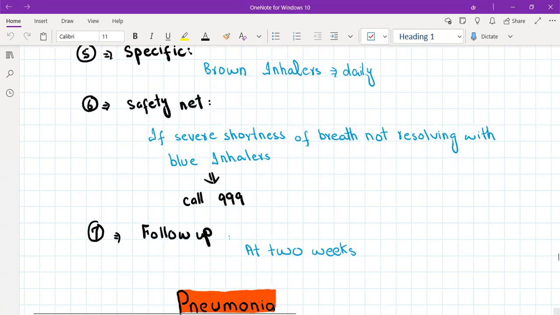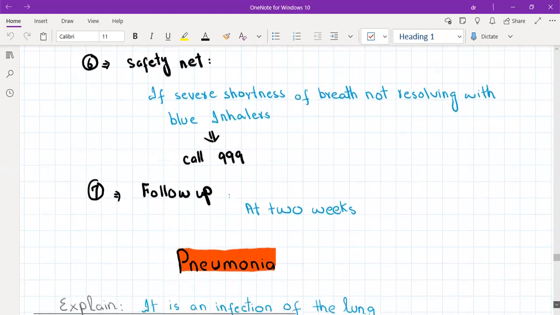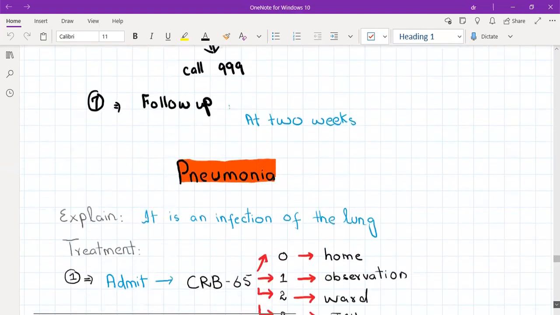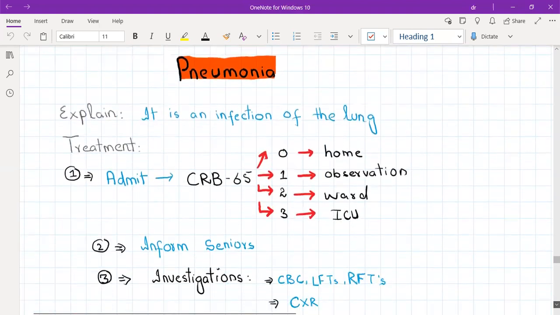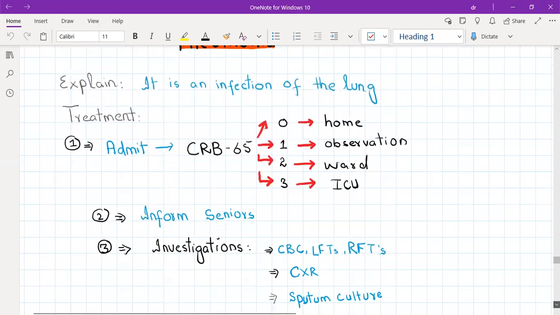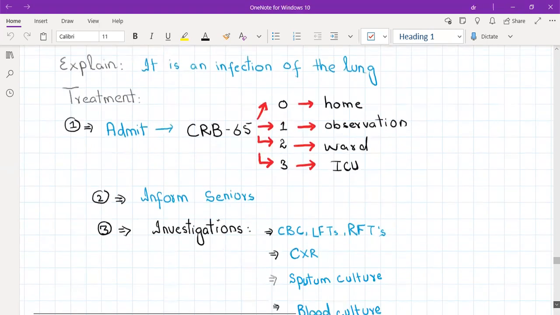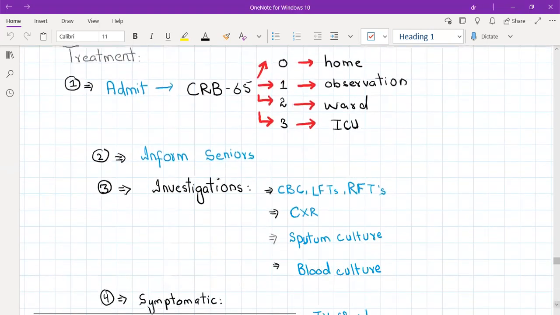Okay, now pneumonia. The patient will present with fever, cough, shortness of breath, and chest pain as well. We'll explain to the patient that it is an infection of the lungs. Okay, how are we going to treat this? Treatment will depend on whether to admit or not. It will depend upon something called the CRB65 score.